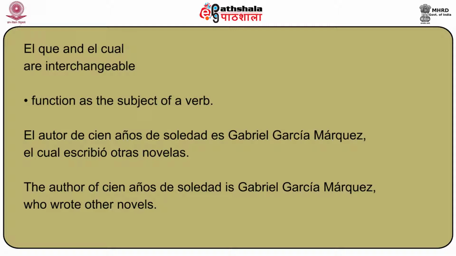Where it functions as the subject of a verb: El autor de Cien años de soledad es Gabriel García Márquez, el cual escribió otras novelas. The author of One Hundred Years of Solitude is Gabriel García Márquez, who wrote other novels.